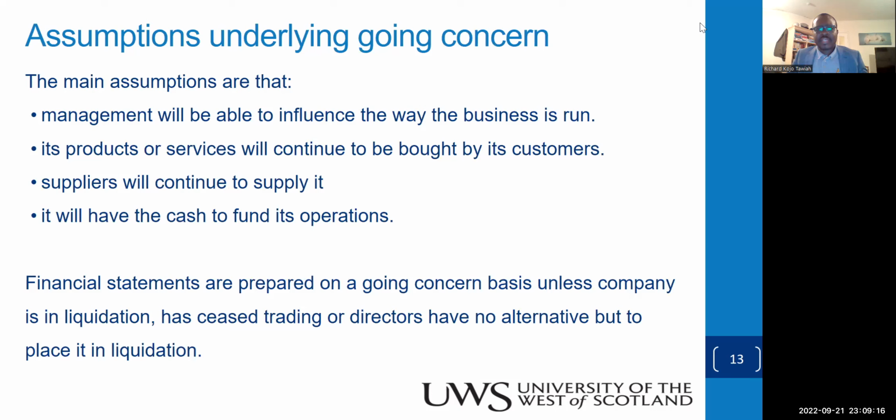There are some underlying assumptions for going concern, and one says that management should be able to influence the way the business is run. The products and services that we sell will continue to be sold to a broad range of customers, not even the same customers, maybe different additional customers. Again, our suppliers whom we rely on for raw materials will give us the inputs. They will not cut us off. We must always have cash in the business to run operations.